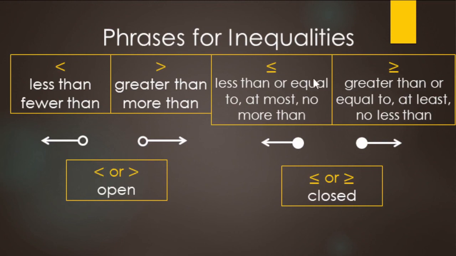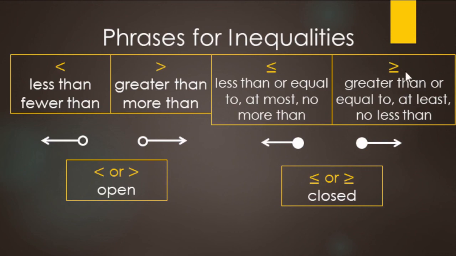And then for our or equal to, sometimes the wording on these can get a little bit tricky. This symbol is the less than or equal to symbol, but it can also mean at most or no more than. So we're using most and more for a less than symbol. We do have to make sure we're understanding the meaning of the phrase and not just looking for less or more or something like that.